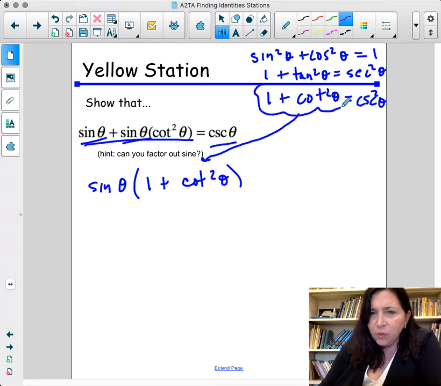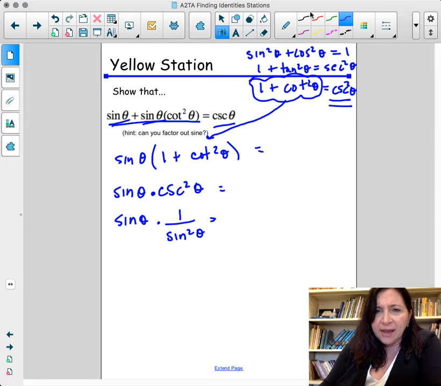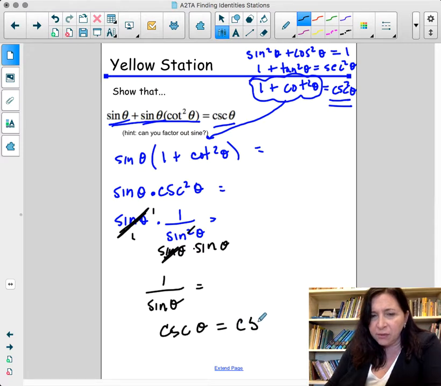So I'm going to replace this whole thing right here, which is 1 plus cotangent squared of theta, with cosecant squared of theta. So now I have sine of theta times cosecant squared of theta. Now, let's see what we got here. We've got sine of theta times 1 over sine squared of theta, okay? And it looks like I can cancel out one sine of theta with one of those, because sine squared is actually sine of theta times sine of theta. I'm canceling one of those out, which means I still have 1 times that, which is 1 over sine of theta, and 1 over sine of theta is cosecant of theta, and that's what I'm trying to prove.